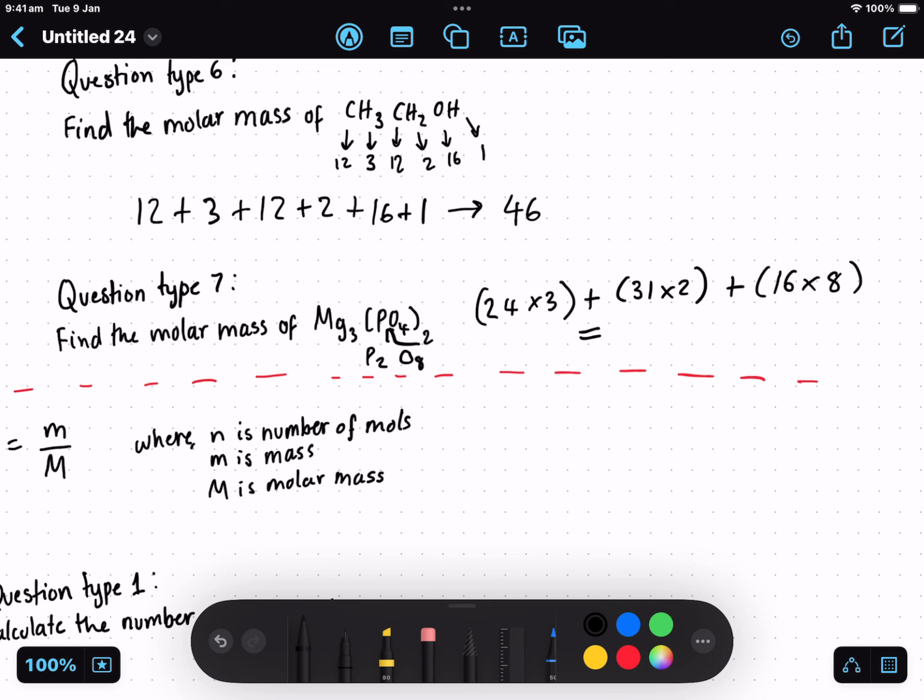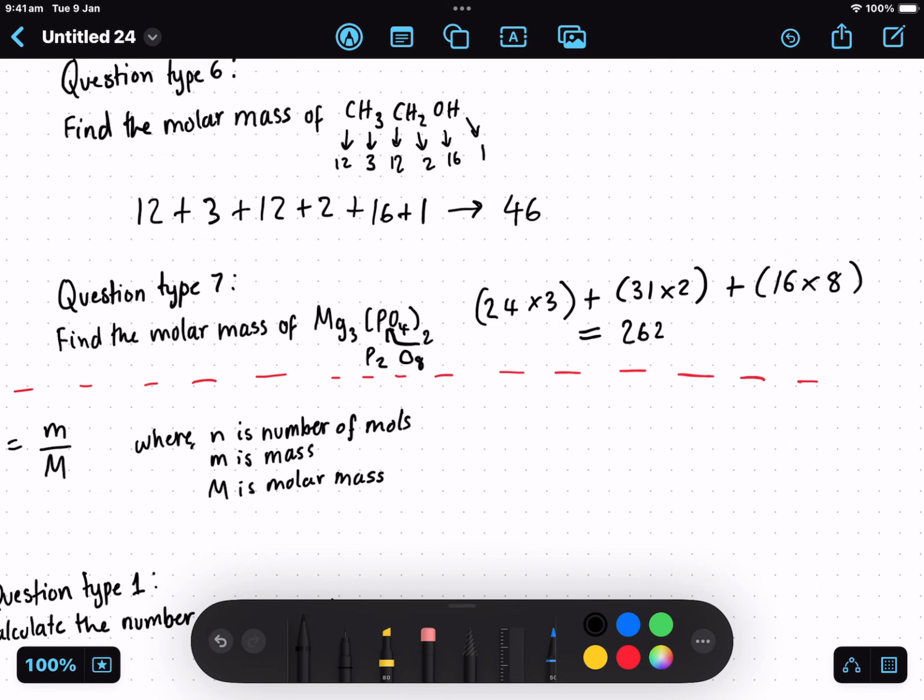And you should get your molar mass. Let me just put that into my calculator. So 24 times 3, then plus 31 times 2, plus 16 times 8. It's 262. That is the molar mass.